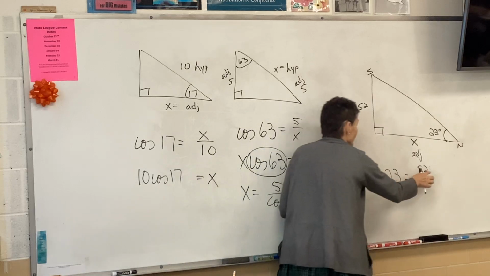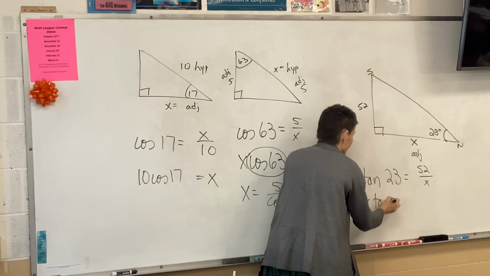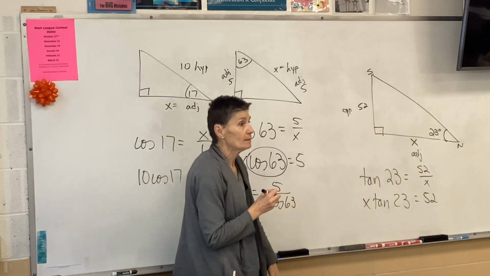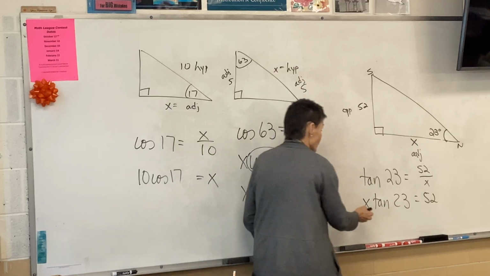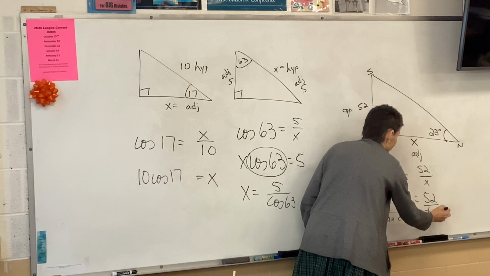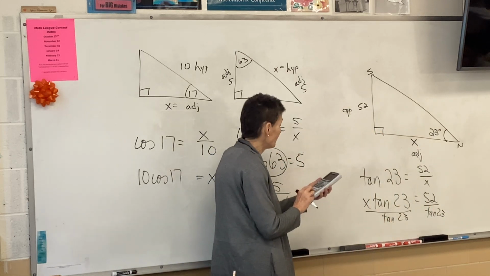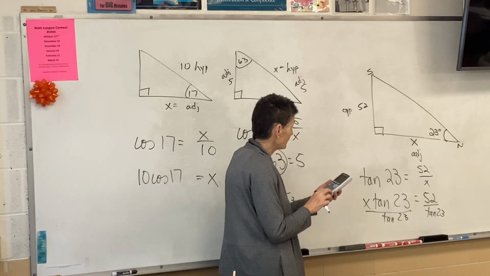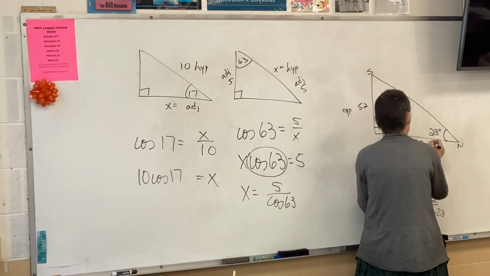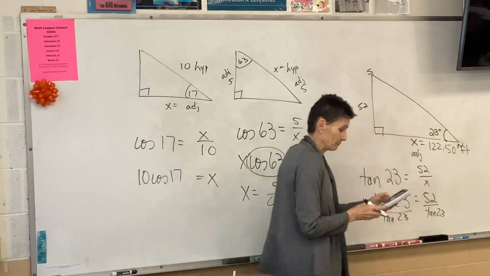All right, how do I solve this? Get x on the other side, and then divide by tan 23. This is a word problem, so we're going to put a unit on that. Did you get 122.50 feet? Yep.